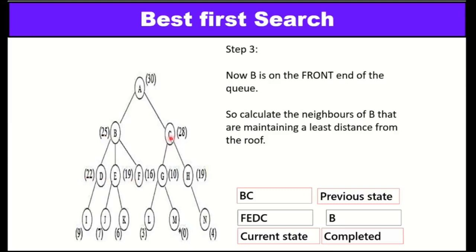Here there was only one choice, two choices, so that was easy. But now C is the remaining node, and D, E, F are the new nodes. So we have to rearrange that as F, E, D, C because the values are 16, 19, 22, 28.